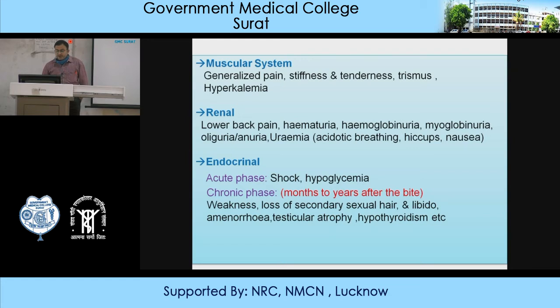Endocrinal: in acute phase, shock and hypoglycemia. Chronic phase, months to years after the bite: weakness, loss of secondary sexual hair and libido, amenorrhea, testicular atrophy, hypothyroidism, etc.